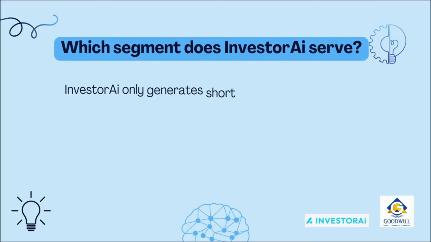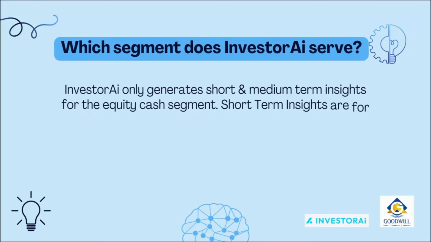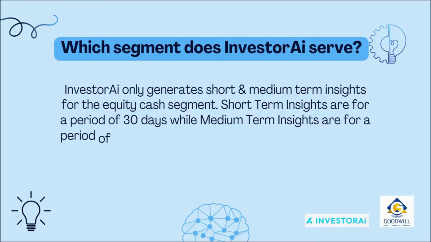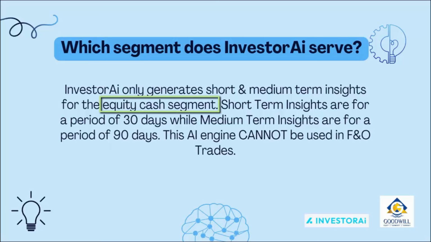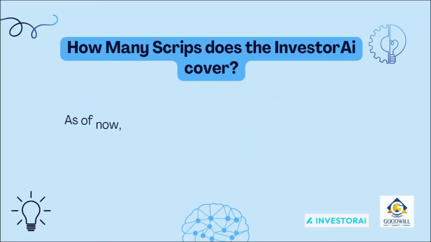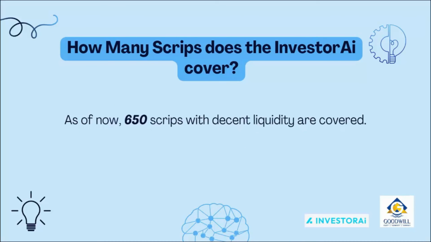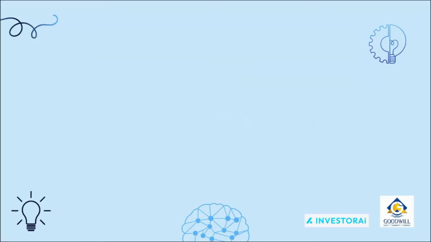Which segment does InvestorAi serve? InvestorAi only generates short and medium-term insights for the equity cash segment. Short-term insights are for a period of 30 days, while medium-term insights are for a period of 90 days. This AI engine cannot be used for F&O trades. How many scripts does InvestorAi cover? As of now, 650 scripts with recent liquidity are covered by InvestorAi.